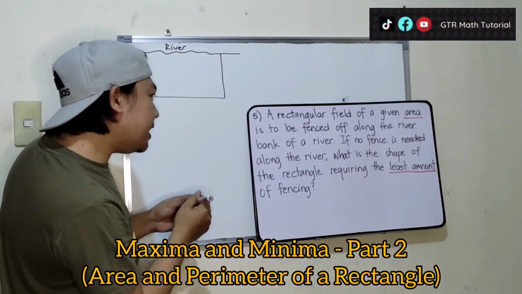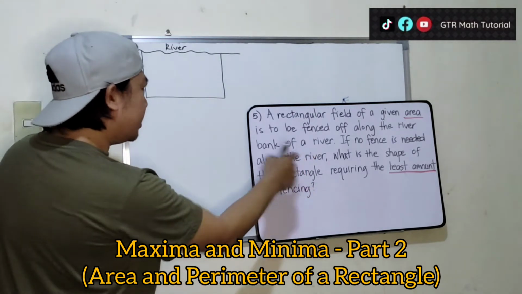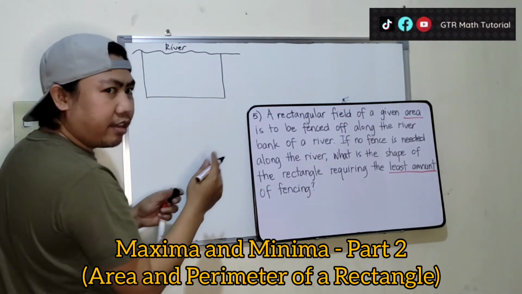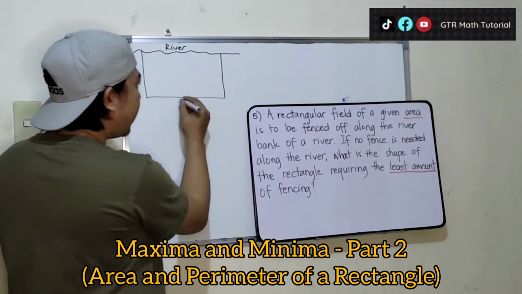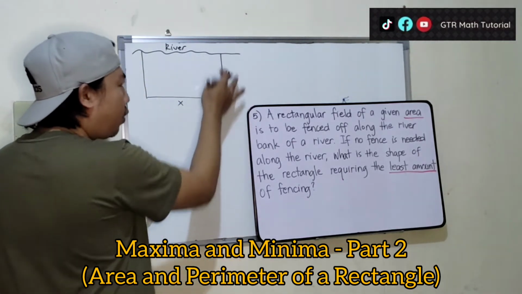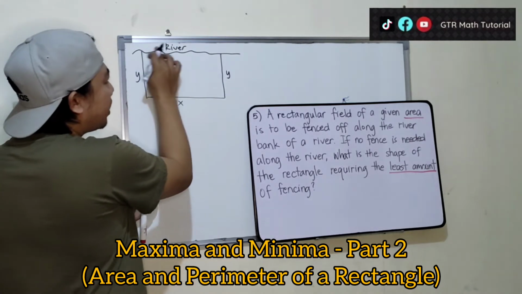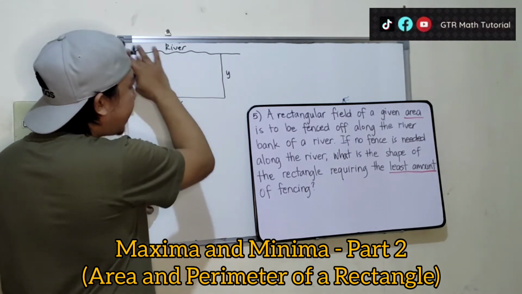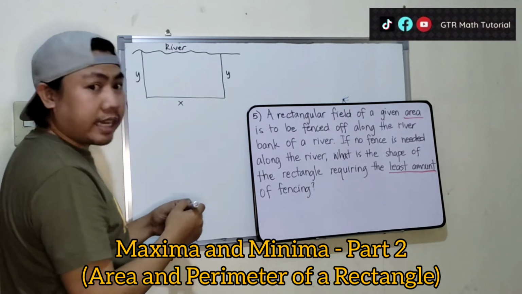So, no fence is needed along the river. So, therefore, assign tayo ng variable. So, x and y na lang. So, let x be the length and y be the width. So, ito y. So, syempre, sa kabila, y din. So, ito, hindi na natin lalagyan ng x dahil wala namang fence dun sa river.